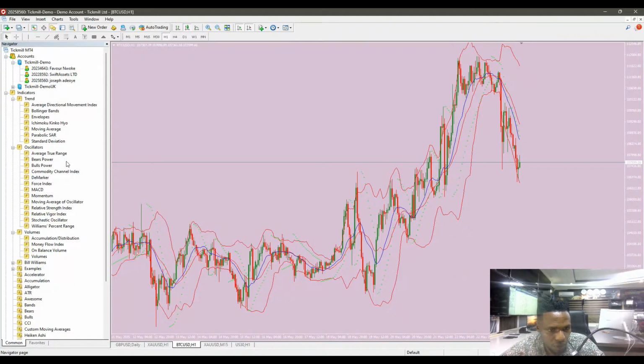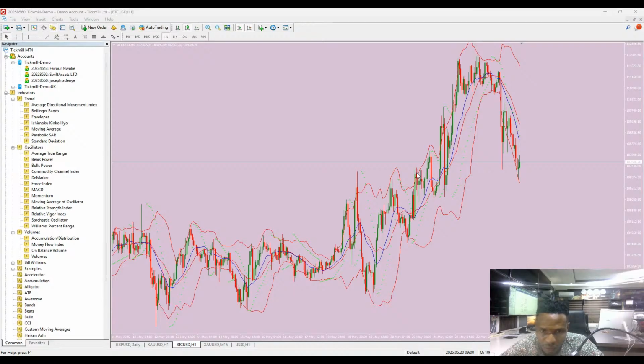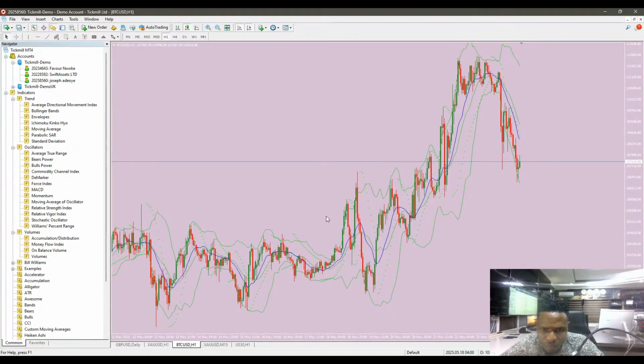So if you want to change the colors, put the cursor on the line, right click, go to properties, then from there you see parameters, style, levels, and visualization. That means where you want to see it. In parameters, you change the style to any color. You can see it has changed to green. That's how you change the color.